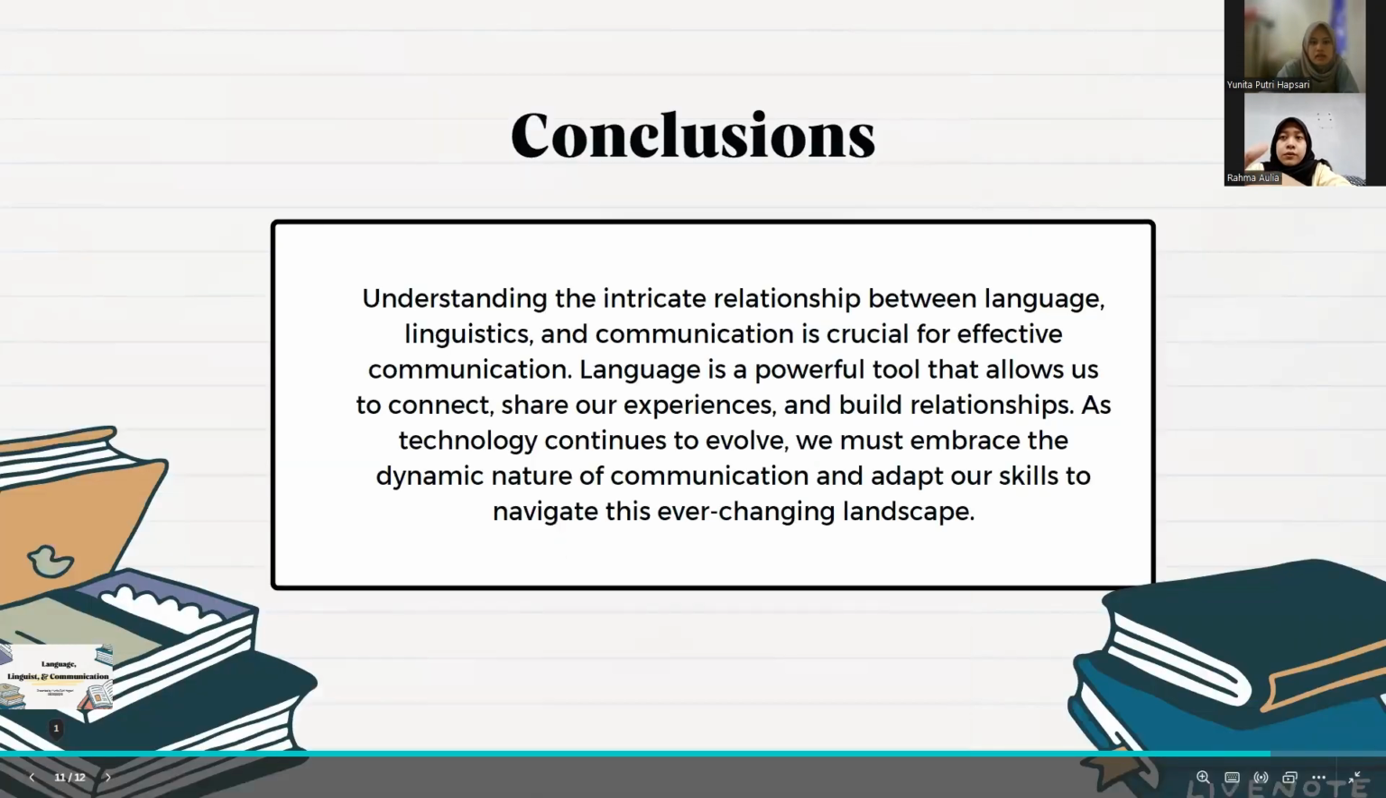And the conclusion is understanding the intricate relationship between language, linguistics, and communication is crucial for effective communication. Language is a powerful tool that allows us to connect, share our experiences, and build relationships. As technology continues to evolve, we must embrace the dynamic nature of communication and adapt our skills to navigate this ever-changing landscape.